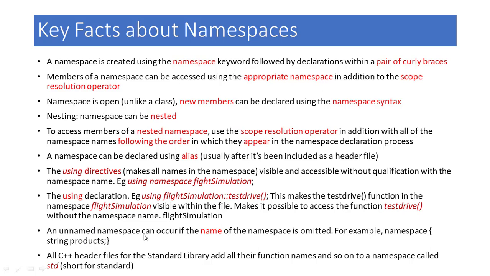An unnamed namespace can occur if the name of the namespace is omitted. For example, namespace. Now we are omitting the name of the namespace. We say here string product. This namespace is unnamed. It is important to understand that all C++ header files for the standard library add all their function names and so on to a namespace called std, which is short for standard. We have seen this in our previous applications and in the course of this video so far.